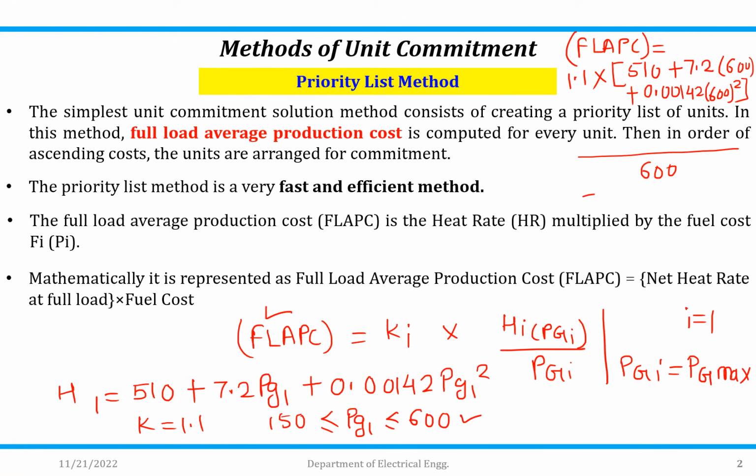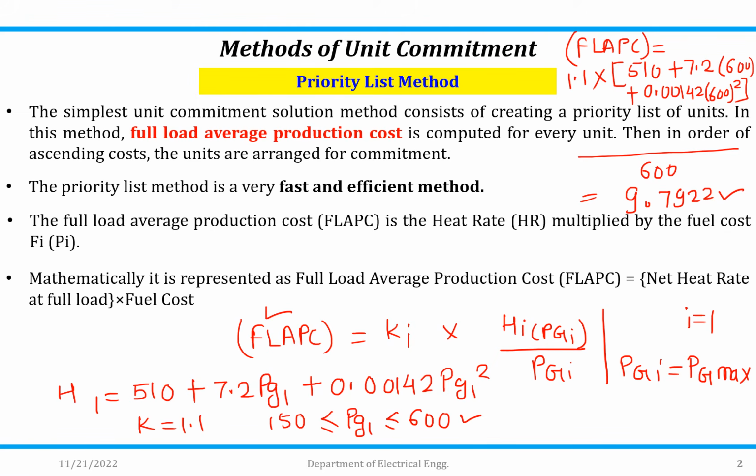If you solve 1.1 into 510 plus 7.2 into 600 plus 0.00142 into 600 into 600, divided by 600, you will get the answer 9.7922. This will be the full load average production cost of this particular unit.